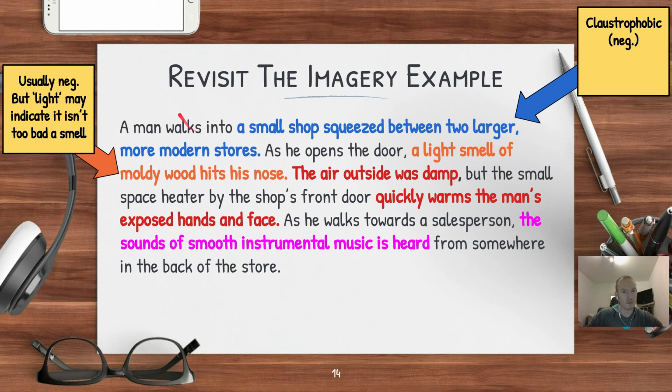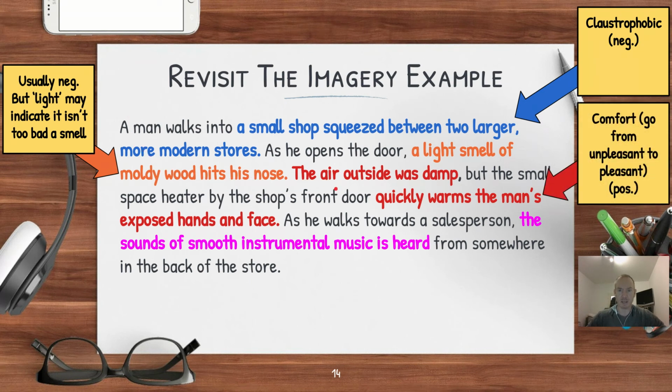The light smell of moldy wood is usually negative, right? Mold is usually associated with negative stuff. But the fact that it says light may indicate that it isn't too bad of a smell, like slightly unpleasant versus awful, smelling something really, really disgusting.